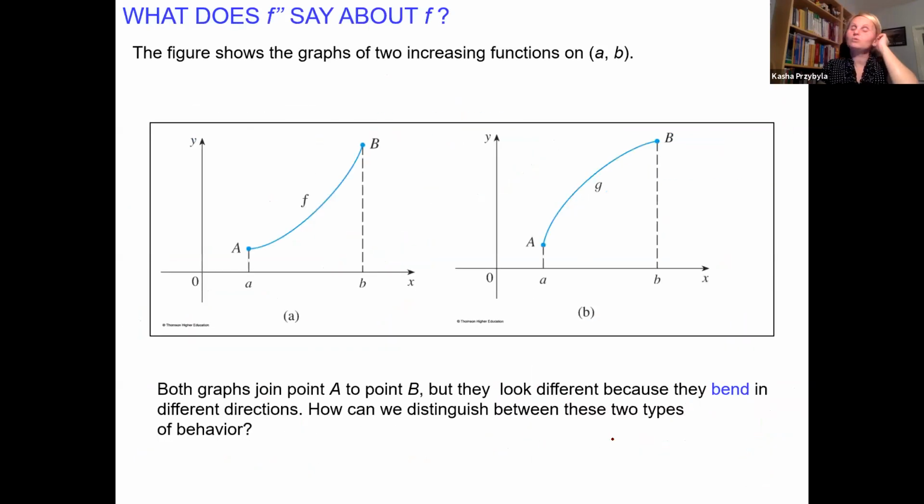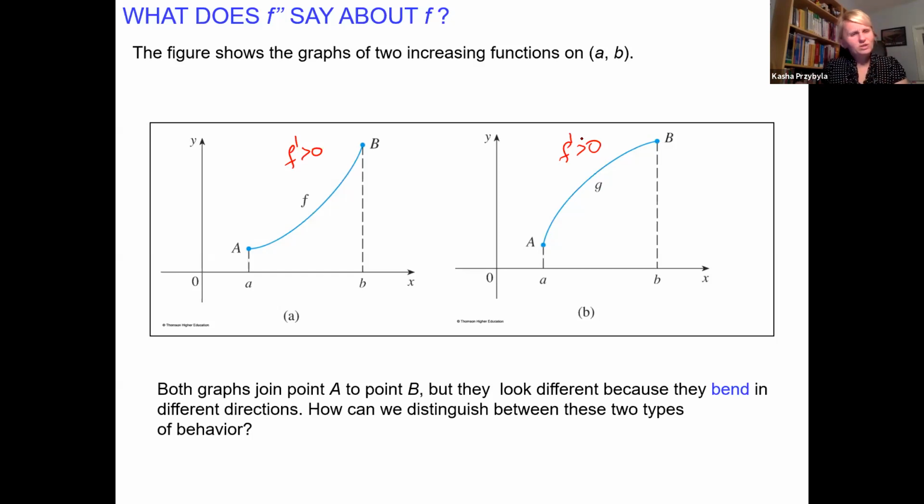Okay, that's me. Now let's look at the second derivative. We have to investigate how the second derivative is affecting the graph, or maybe the other way, how the graph is affected by the second derivative, whichever way we look. Let's look at these two blue curves from A to B, curve F and curve G. We can see both of them are increasing. That means no problem. We know that the first derivative is positive.